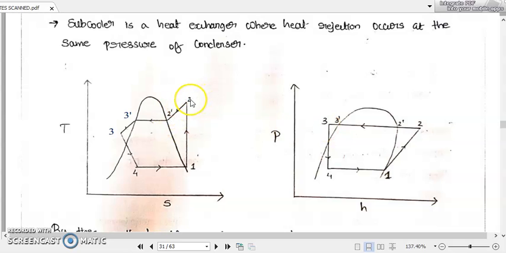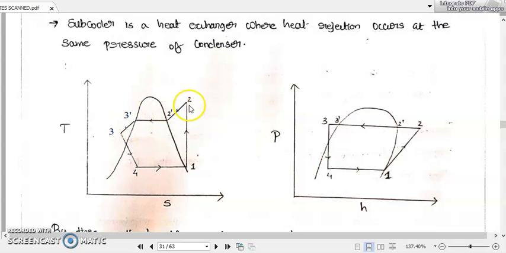The same case applies in the TS diagram. 2' to 3' was our normal constant pressure line. Again, we are not stopping at that point 3'. The liquid refrigerant is again passed on to the subcooler. Again a constant pressure heat rejection process will be happening. As a result, the temperature of the liquid refrigerant will be further reduced compared to 3'. So the temperature at 3 will be at a lower value compared to the temperature at 3'.